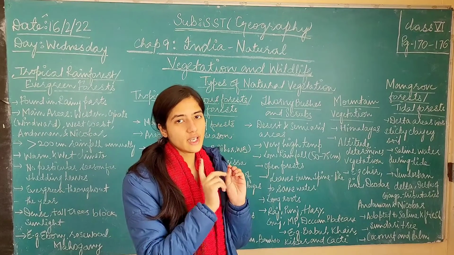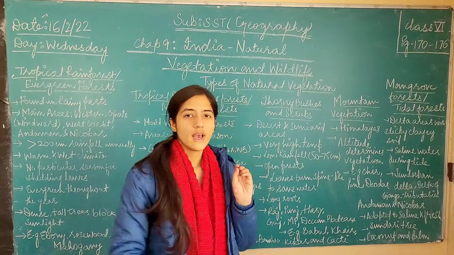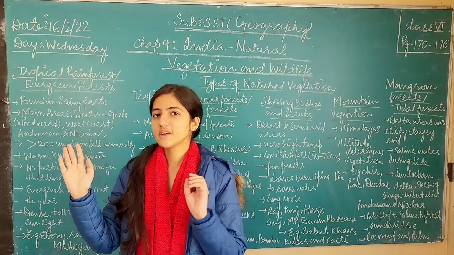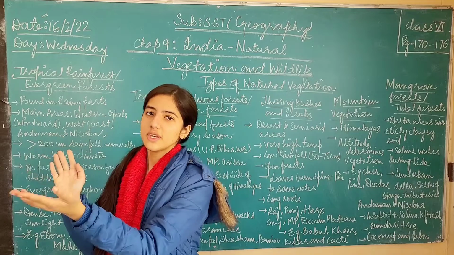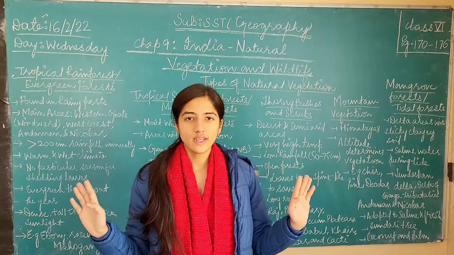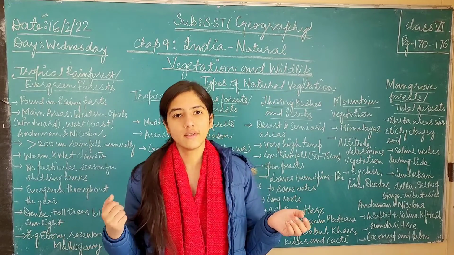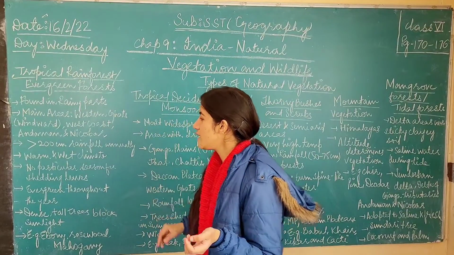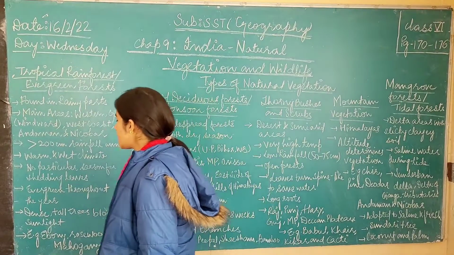So one tree is shedding the leaves and the other tree is having the leaves, and in some other month, this tree is having the leaves and this tree is shedding its leaves. So for most parts of the year, some tree or the other is having leaves. That is why these types of forests stay green for most part of the year. Then see the next point.